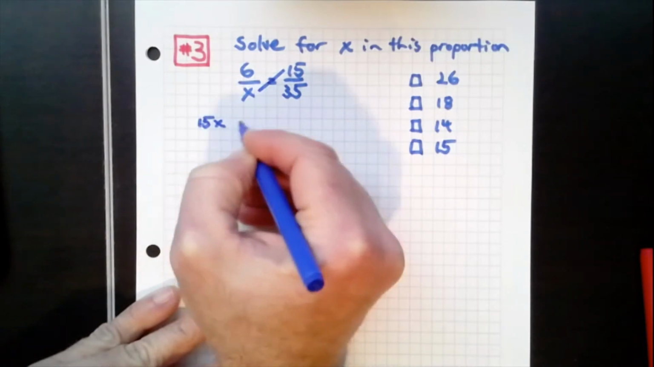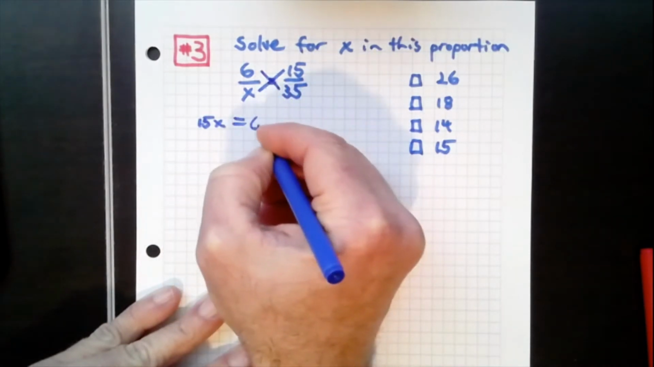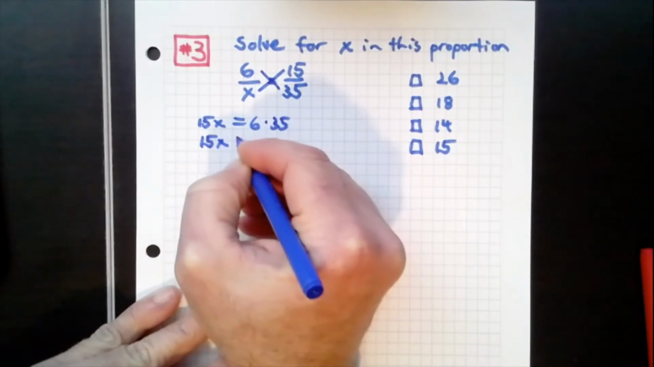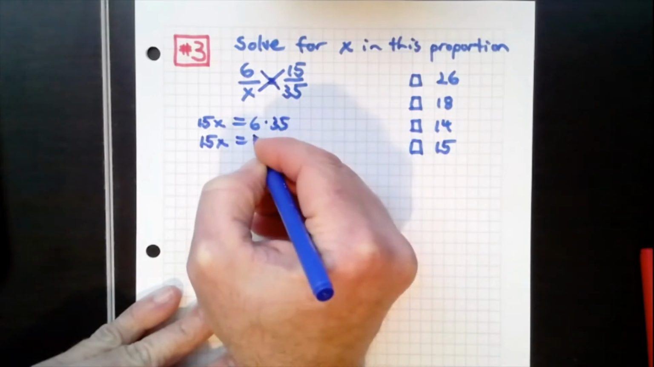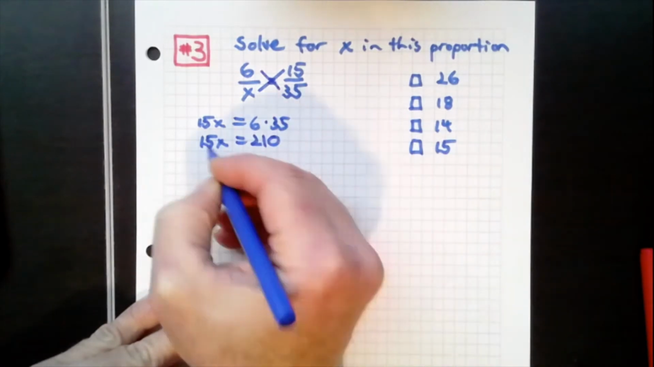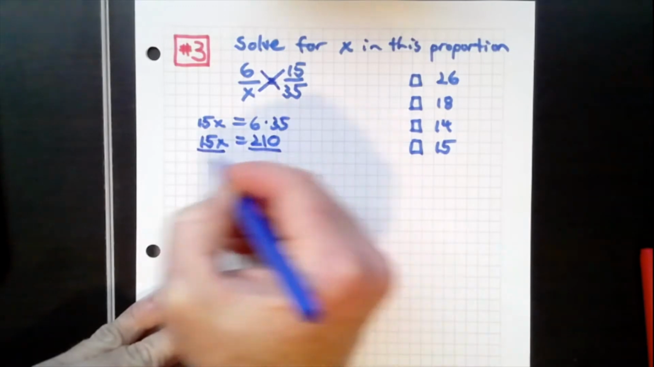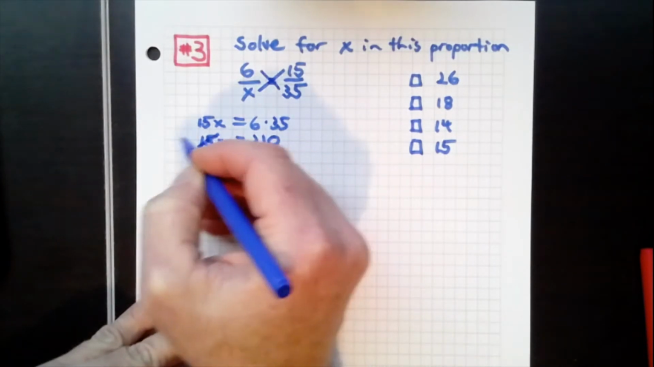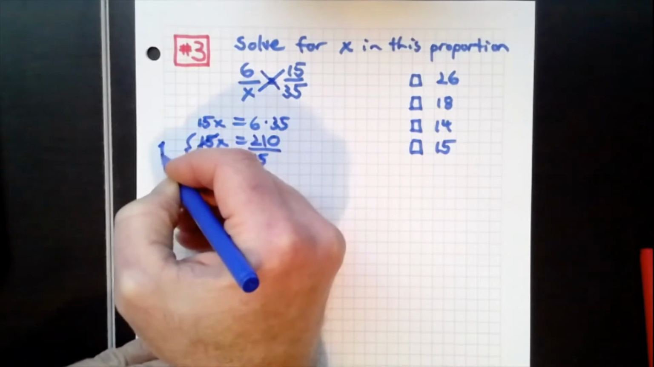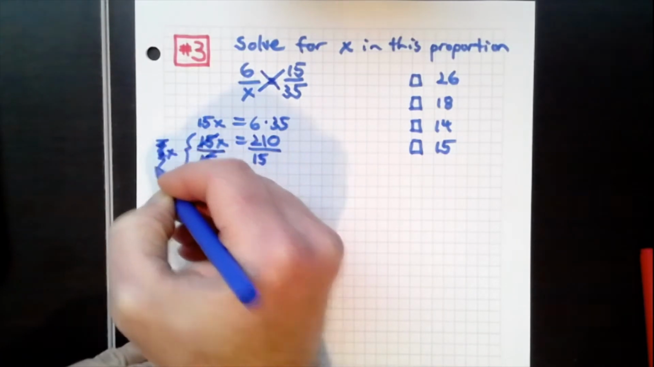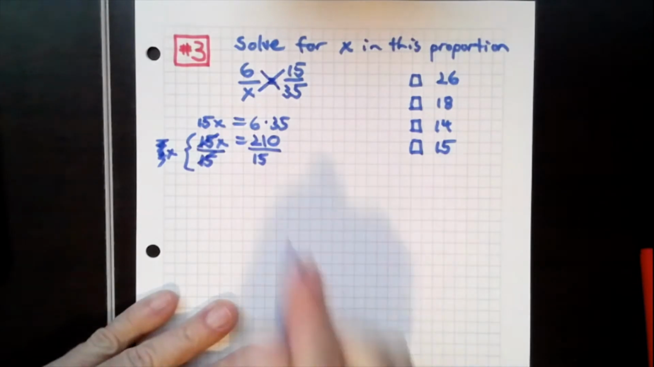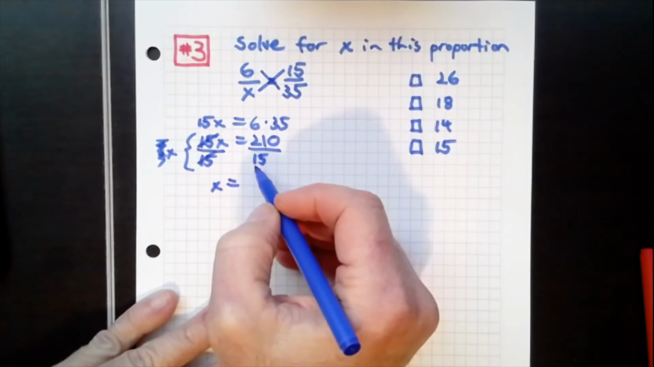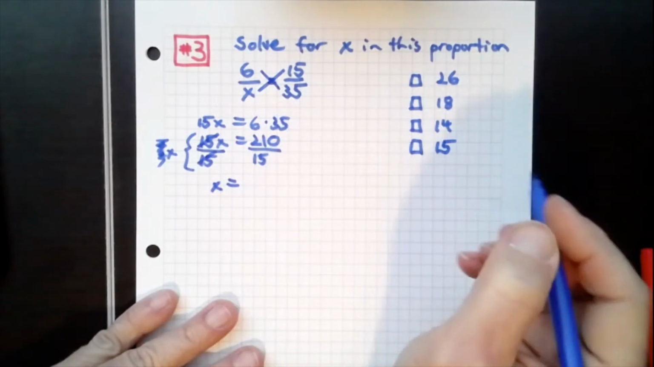15 times x on one side, 6 times 35 on the other. Finish this, 180 plus 30 is 210. Then we're going to divide both sides by the coefficient of x, which means that becomes 1x, but we don't write the 1 there. So now I have x, and then the question is how many times does 15 go into 210?